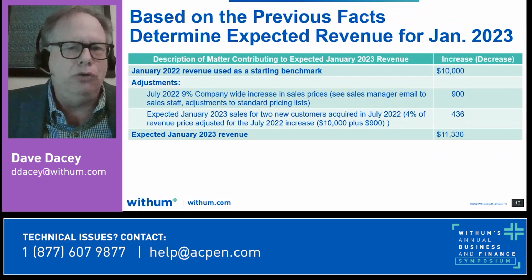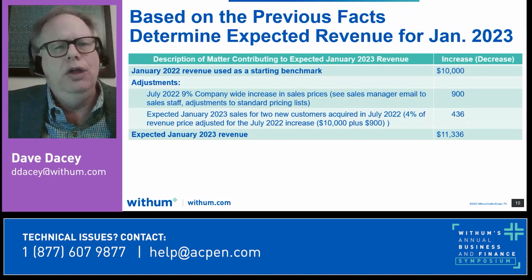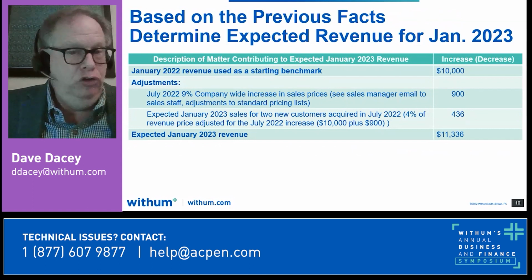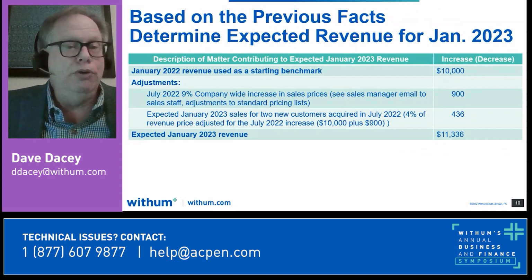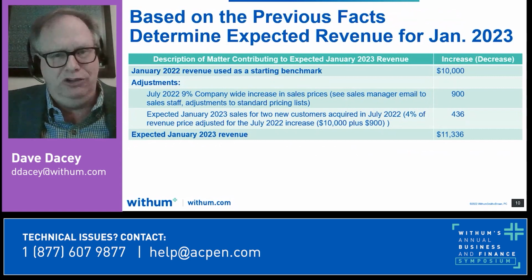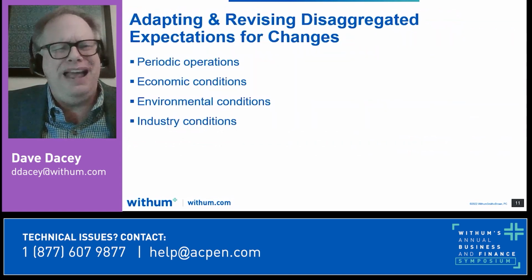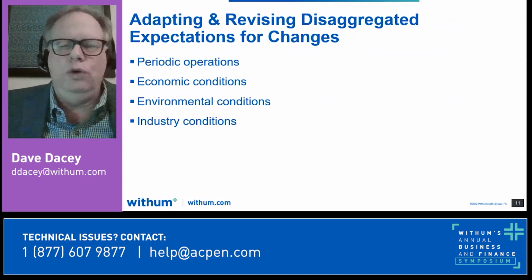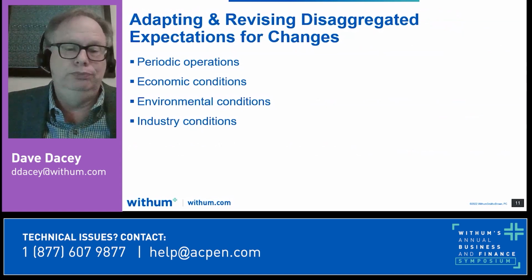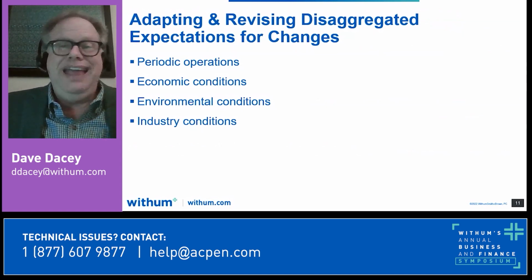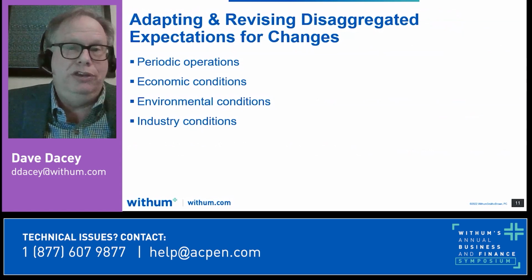And that had a $900 impact, or 9% of $10,000. We then take our 2 new customers and ask what kind of impact that would have. They represented 4% of the company's total sales based on a comparable period of time for all the customers. So we say that has a $436 impact on January 2022 sales to arrive at an expected sales revenue for January 2023. And then just by doing some math, we get to $11,336. Now that's a way to develop an expectation.